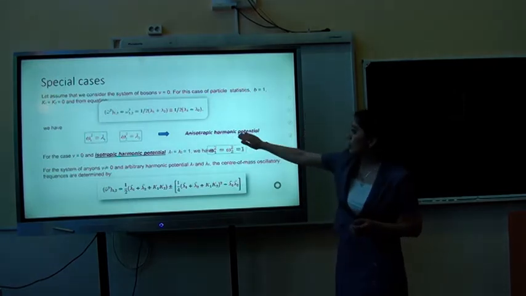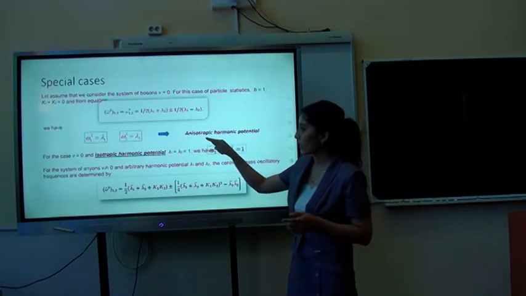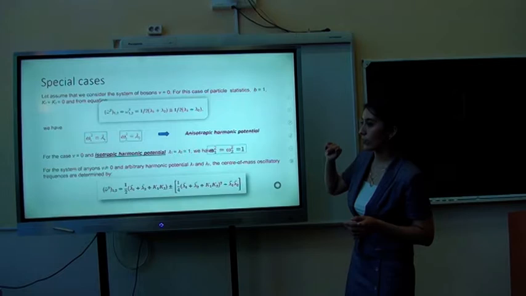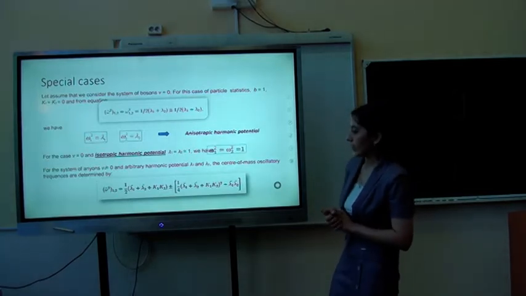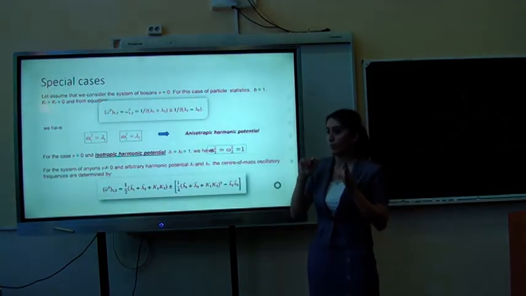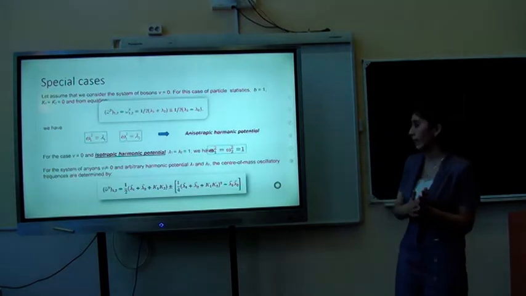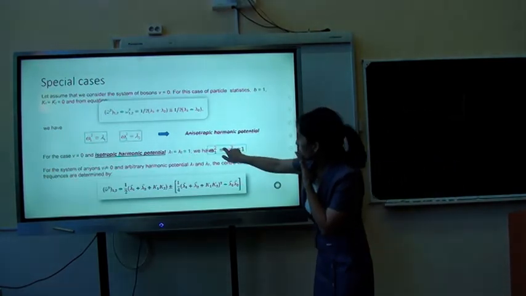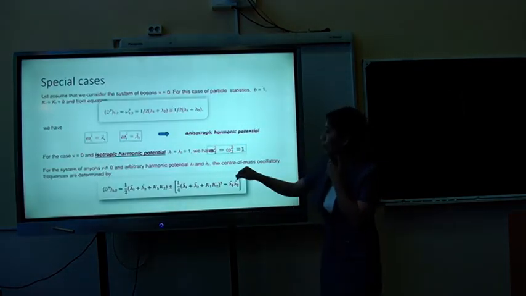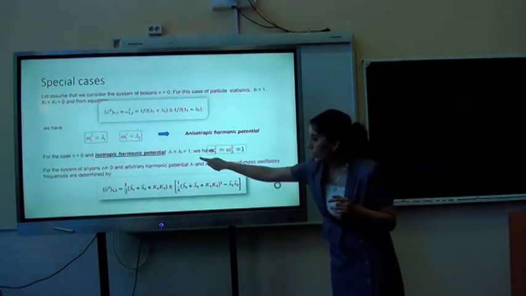And then for anisotropic harmonic potential, we have two frequencies. Omega 1 squared is equal to lambda 1, and omega 2 squared is equal to lambda 2. If we want to consider isotropic harmonic potential, then lambda 1 and lambda 2 must be equal to 1. In this case, omega 1 squared is equal to omega 2 squared, and they are equal to 1, as a result of isotropic harmonic potential.